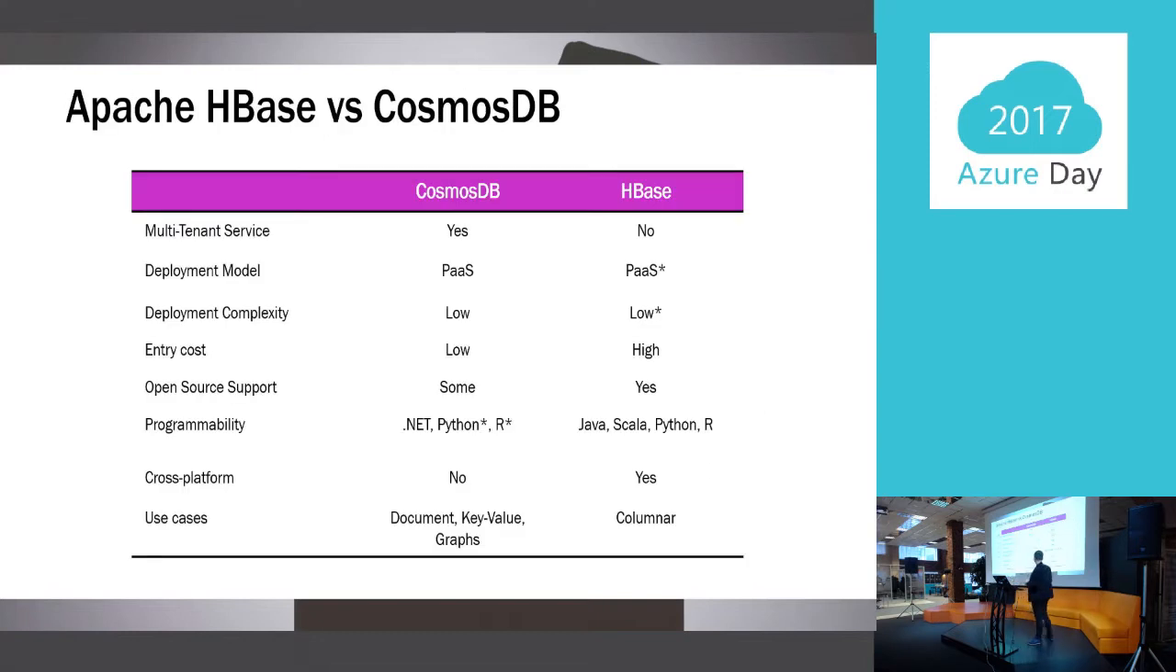We can compare it, and this is again my arbitrary choice, to, for example, Cosmos DB. Again, multi-tenant versus no deployment model, sort of similar. Deployment complexity, again quite similar. I would say that entry cost is definitely on the Cosmos DB side because we are paying just for the storage, and there are also some computation units allocated for that. But it will not start high, as it would if you need to provide the full cluster. Then programmability, you can see different languages that are supported. So I would not say that Cosmos DB is somewhat limited in this field.